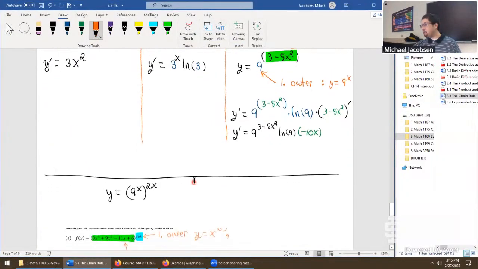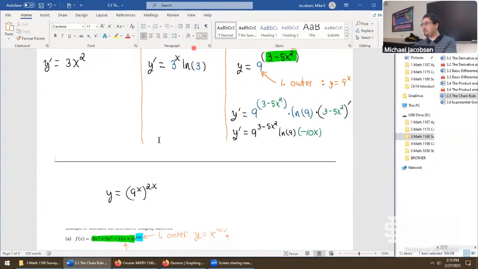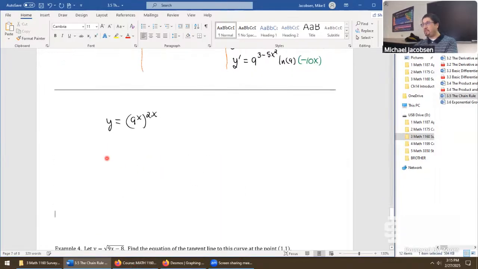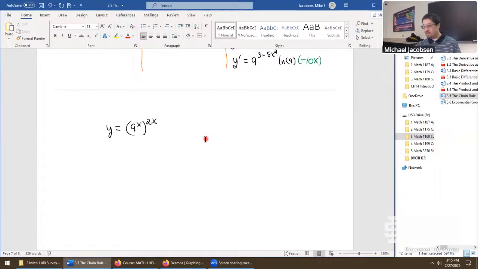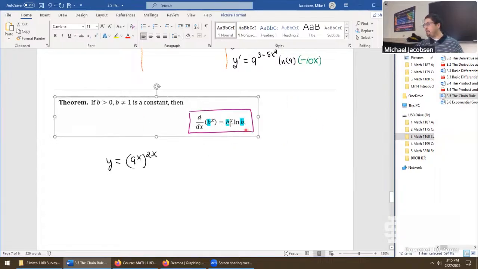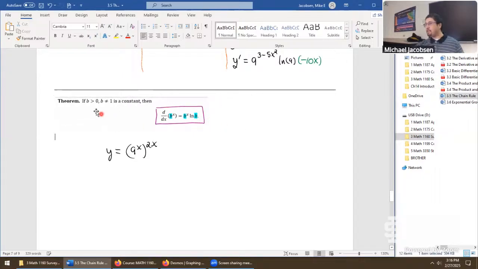Okay, and now for the other question, what about this thing? This one is a little bit of a pattern breaker. On all the problems we've seen, we don't necessarily have something that's going to help us whatsoever with this one. Because look at this theorem one more time. It says if B is a constant, then that's how the derivative works.